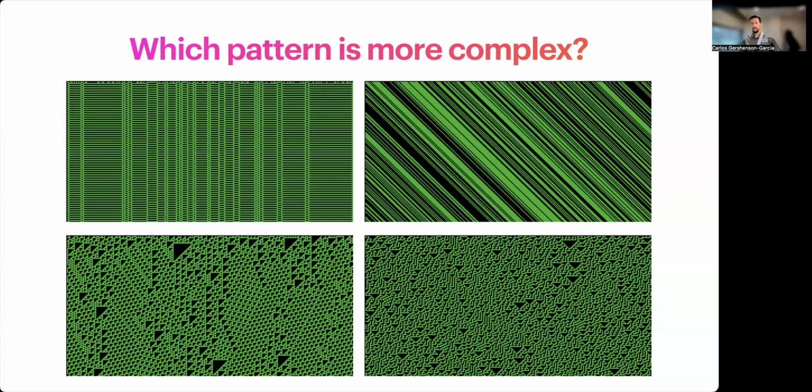And the one with the least regularities would be a random string, where there is absolutely no pattern. And these patterns were generated with elementary cellular automata, which are very simple programs.